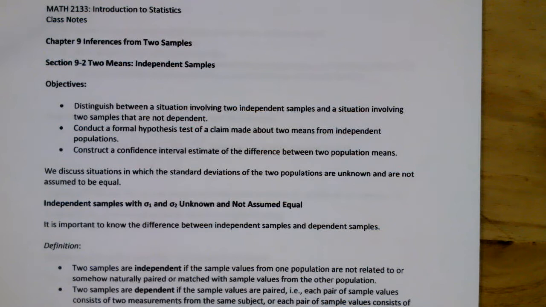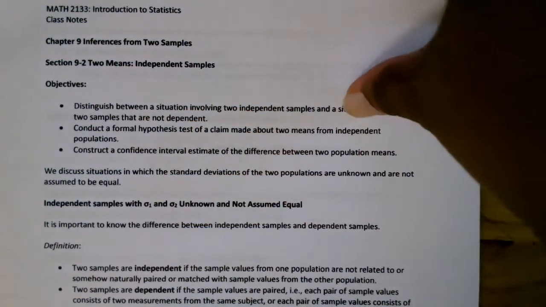Also, we'll conduct a formal hypothesis test of a claim made about two means from independent populations. We'll construct a confidence interval estimate of the difference between two population means. And we'll discuss situations in which the standard deviations of the two populations are unknown and are not assumed to be equal. So that's basically what this section is.